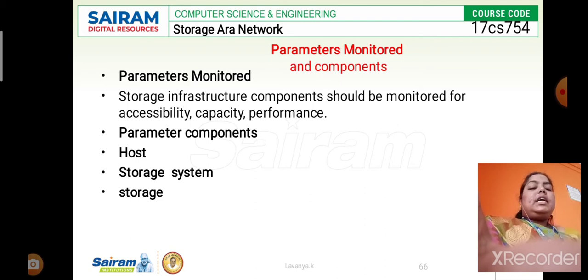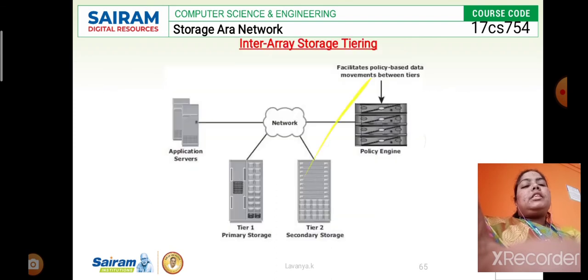Then storage means what type of storage they are going to use. It may be hardware storage or software storage. So these are the components they are going to use, the parameters monitored as well as the components in the storage infrastructure. I'll move on to the next one.